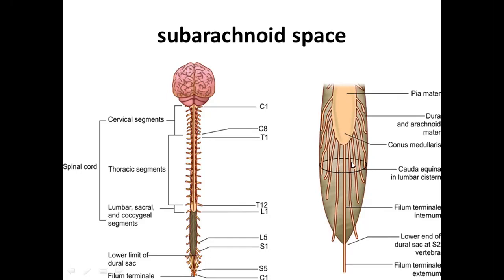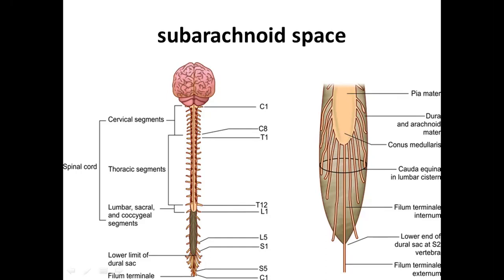This subarachnoid space below the end of the spinal cord is dilated and called the lumbar cistern. So the lumbar cistern is the lower part, or the dilated part, of the subarachnoid space below the end of the spinal cord. Okay.